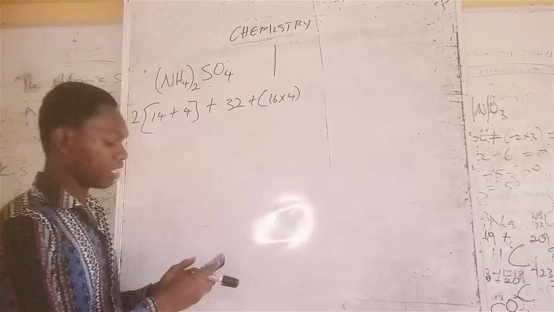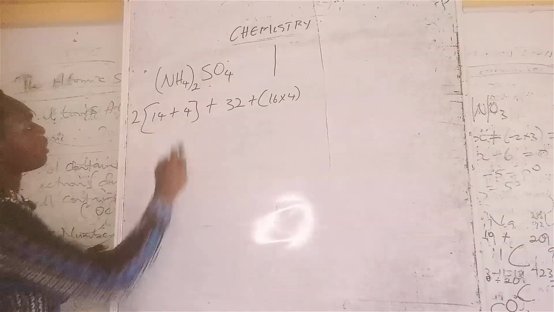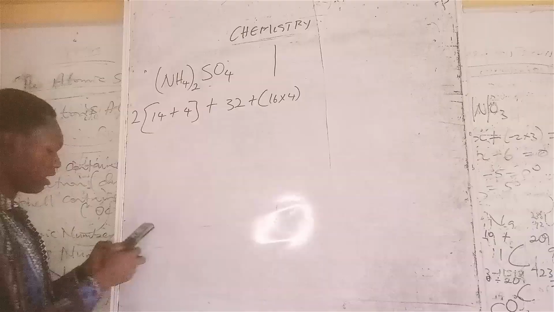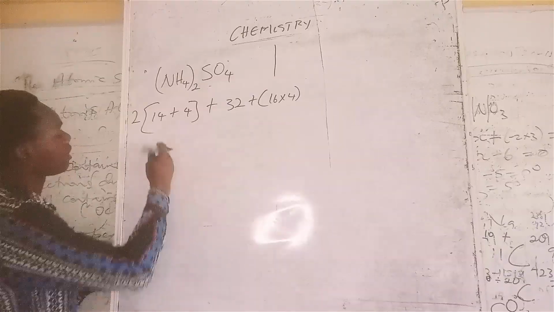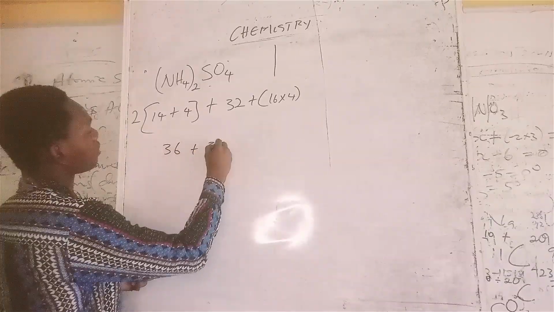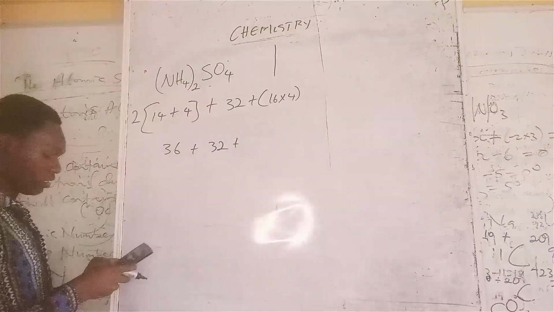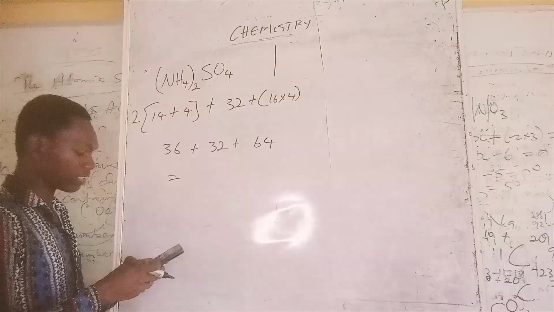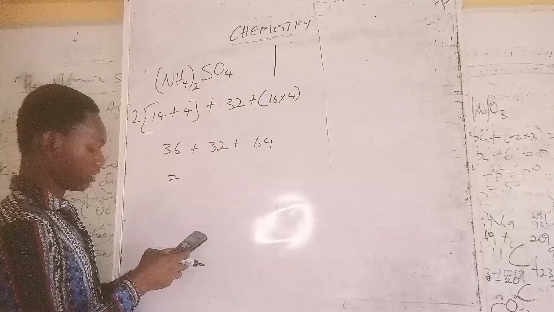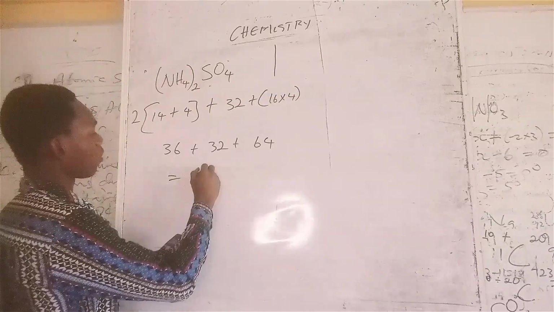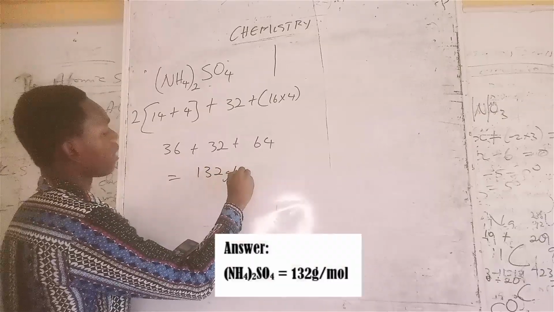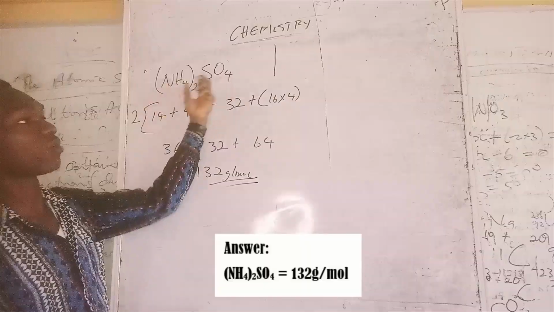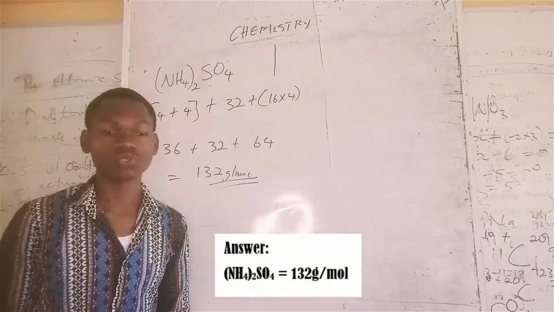Now let's simplify that. 14 plus 4 gives us 18, and 18 times 2 gives us 36, plus 32, plus 16 times 4 gives us 64. To simplify that, 64 plus 32 plus 36 gives us 132 grams per mole. So the molar mass of ammonium tetraoxosulfate 6 is 132 grams per mole.